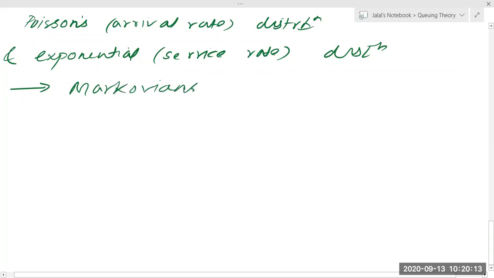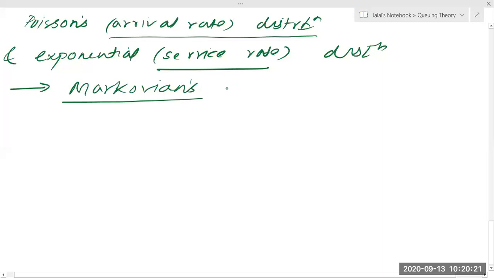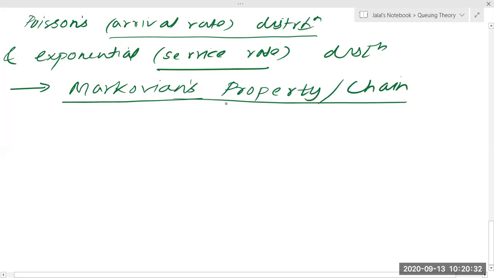This was actually introduced, these two terms together were used in queuing theory by a scientist called Markov. So that's why it is called the Markovian property, or you can even call it a Markovian chain. Whenever you use Poisson's distribution and exponential distribution for a queuing model, those kinds of models are also called Markovian chain or Markovian property. Now I'll tell you what this means.